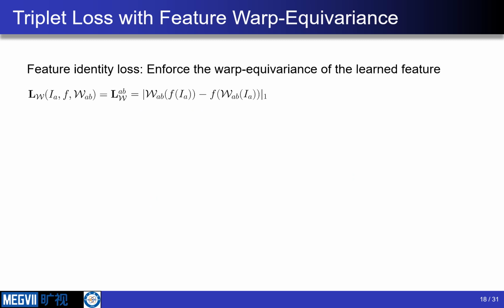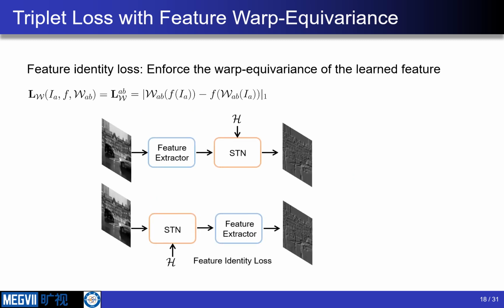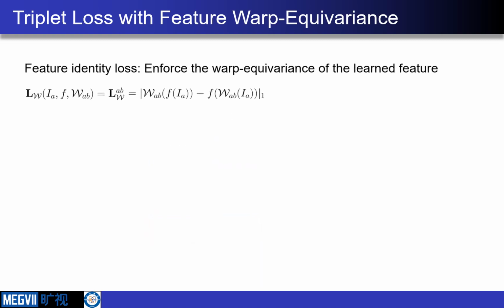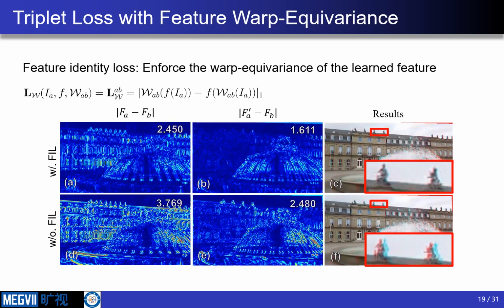To this end, we add feature identity loss to preserve the warp equivariance of the learned feature, meaning that the final feature should be approximately identical if we swap the order of warp operation and feature extraction. With the FIL constraint, the optimization of the feature extractor can be stabilized, improving the accuracy of the estimated homography flow.